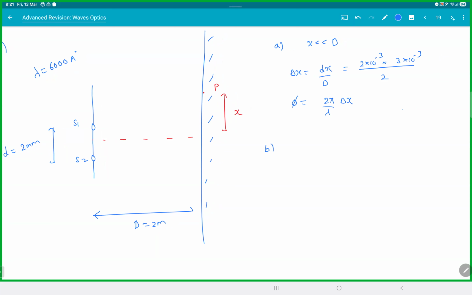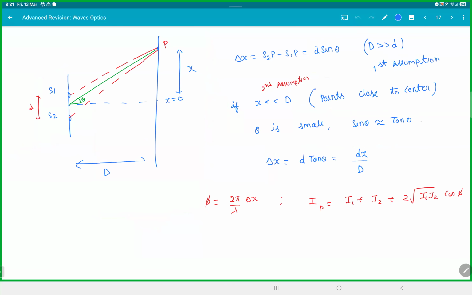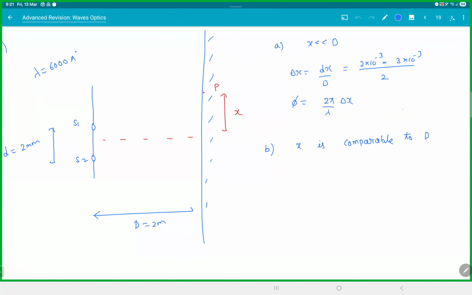Perfect. For the B case, now x is comparable to d. What happens if x is comparable to d? Then this angle is not small. And if the angle is not small, you cannot write sine theta is equal to tan theta. So your path difference delta x is d sine theta. This is still valid. But what is sine theta now? Your sine theta will be dx by root over d square plus x square. Is that clear, everyone? You cannot use dx by D anymore.